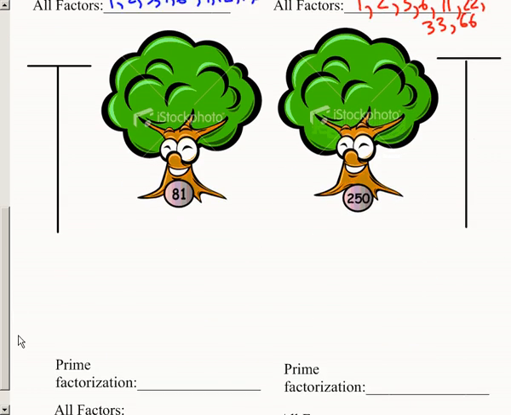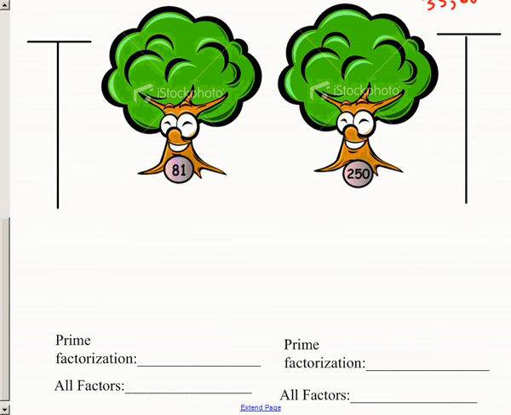All right, let's try a couple more. 81. Let's put that on our T-chart and see how many ways we can make 81. 1 times 81. 2 doesn't go into it. It's not even. 3 does. It's going to be 3 times 27. 4, no. 5, no. 6, no. 7, no. 8, no. And 9 times 9.